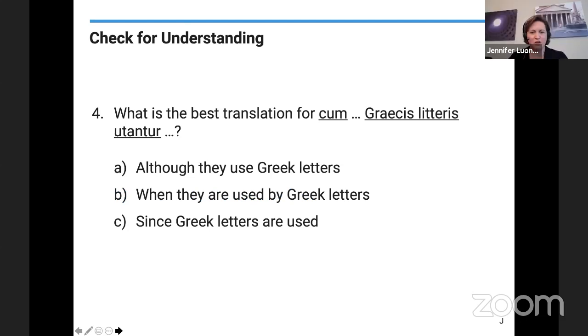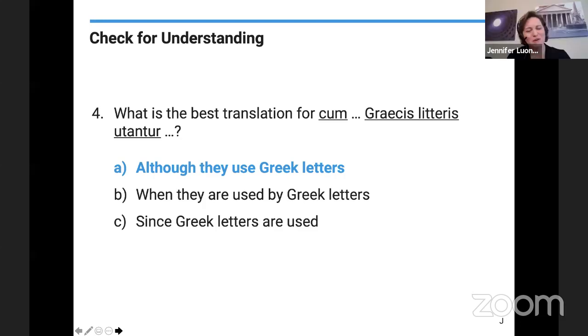All right, here we go. What's the best translation? Let's see if they remember what you told them earlier, Ben. For cum Graecis litteris utantur. A, although they use Greek letters. B, when they are used by Greek letters. Or C, since Greek letters are used. I hate when those Greek letters use me. Me too, man. Okay, here we go.